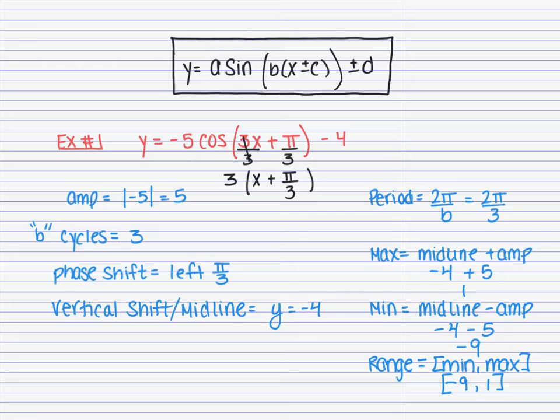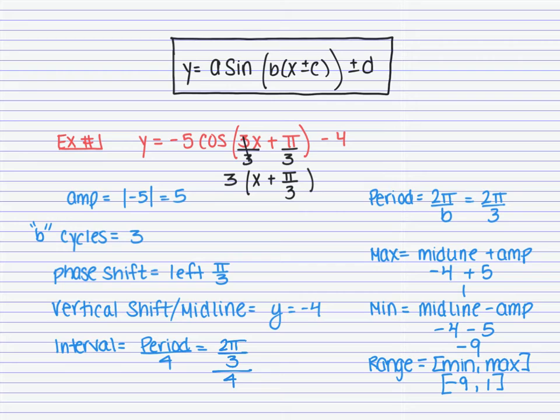And then it looks like the last thing that I didn't find is my interval. So my interval is defined as period over 4. And if we look at our period from over here, my period is 2 pi over 3. And I want to divide that by 4.